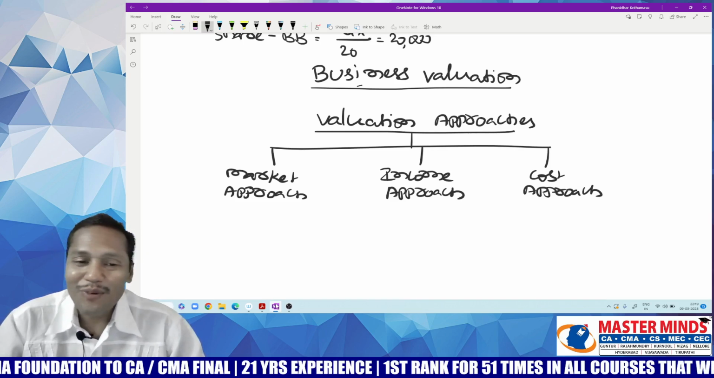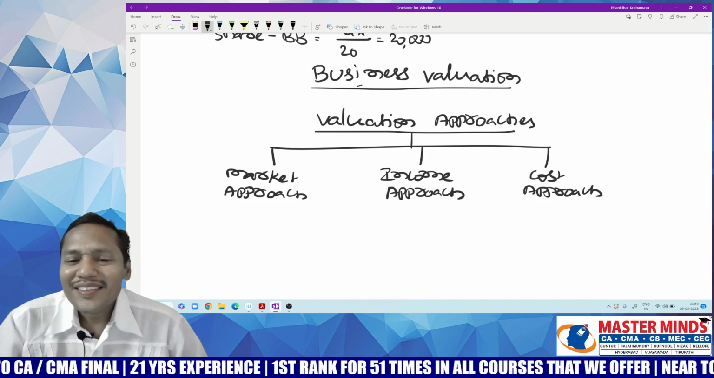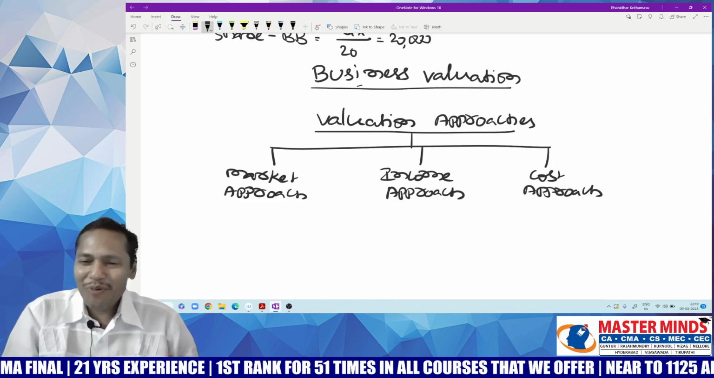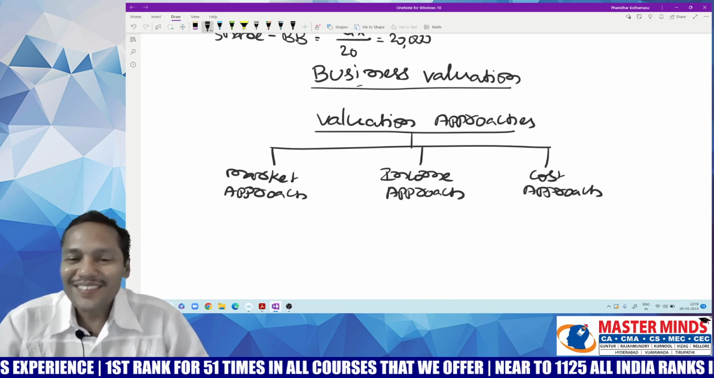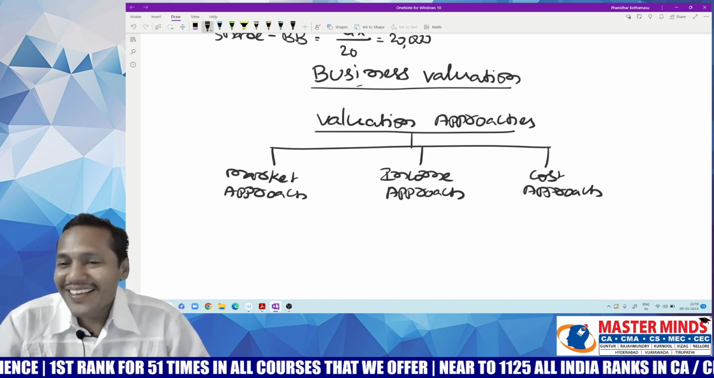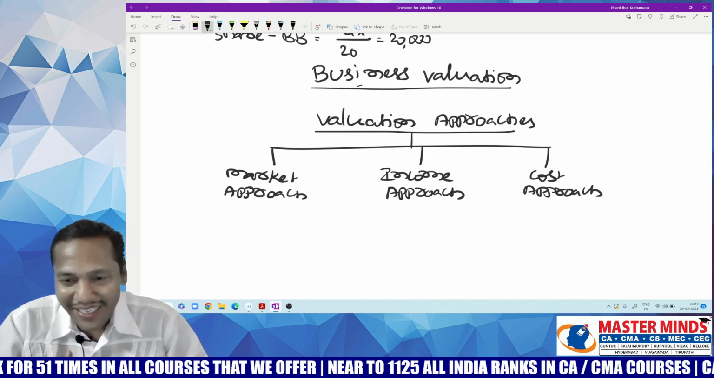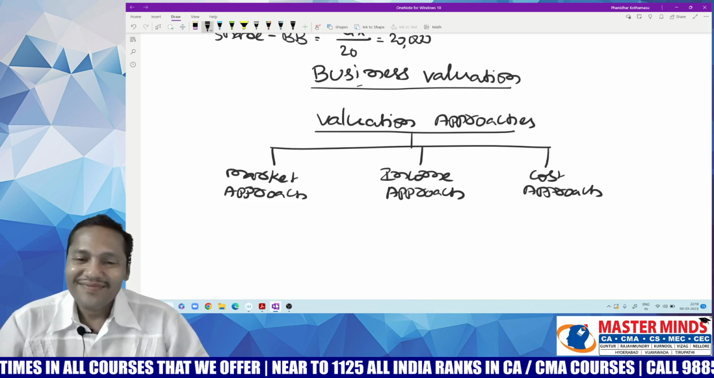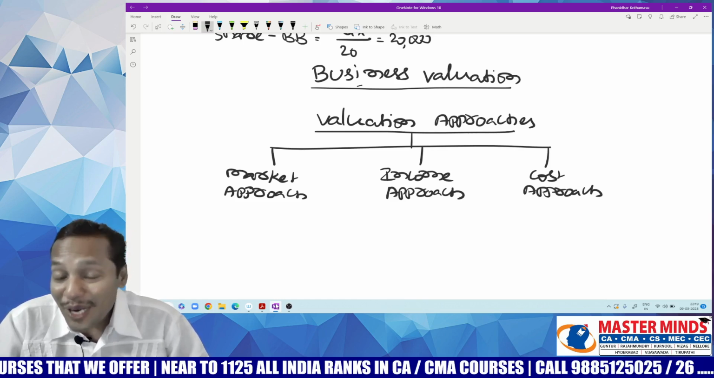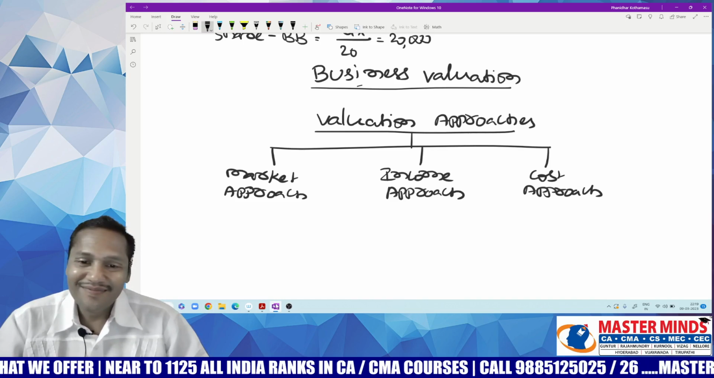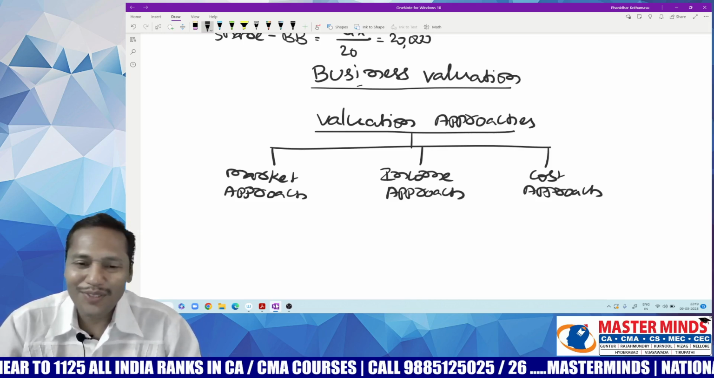Then we can go for cost approach. When the data is not available for market approach or income approach, definitely we can go for cost approach. It means the market value of similar assets or similar business is not available clearly, and the income from the business, we are not in a position to estimate in a reasonable manner. In such situations, definitely we can go for cost approach.